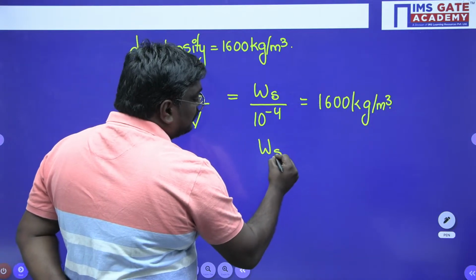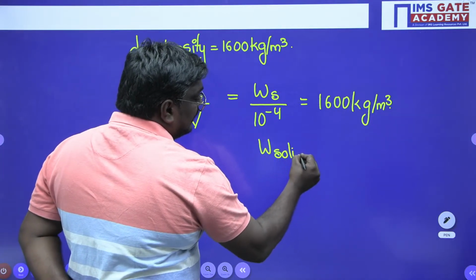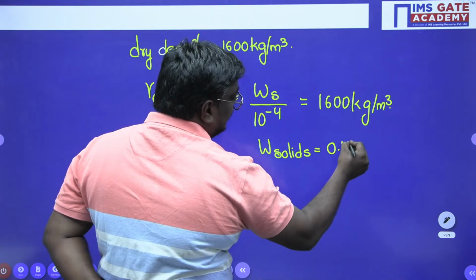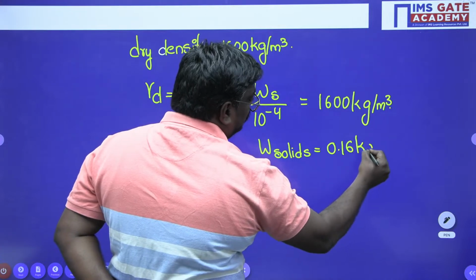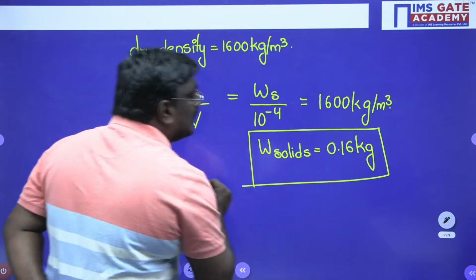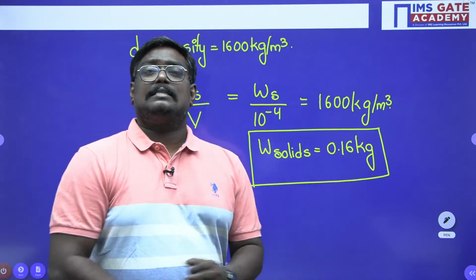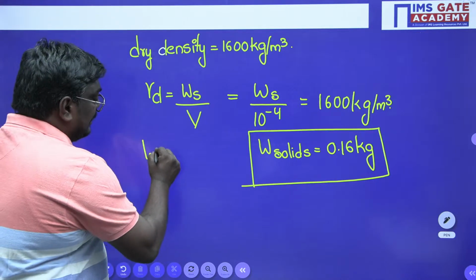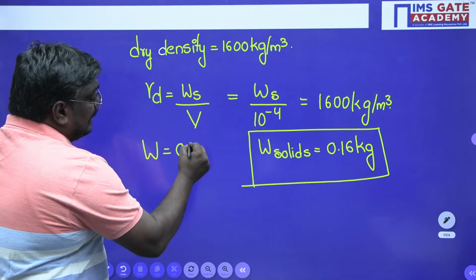So the weight of solids from this relation, you can write it as 0.16 kg. So what is the weight of solids, students? The weight of the solids from this relation is 0.16 kg. I hope you are clear. Now, he has given total weight is 0.18 kg.